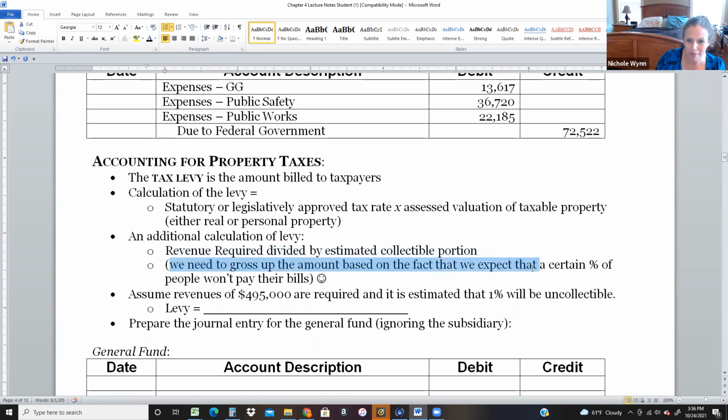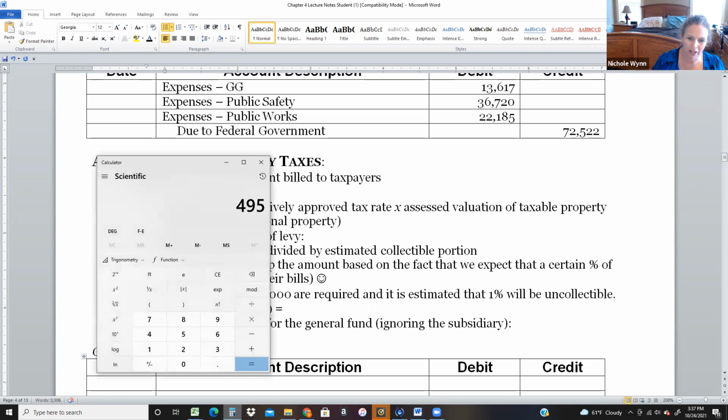So we need to gross up the amount based on the fact that we expect a certain number of people will not pay their bills. So assume revenue of $495,000 is required, but 1% of people won't pay. So what do we need to charge people so that we can have $495,000 to work with? To do the levy, you say, I want $495,000, but you divide by 1 minus the amount that you will not be able to collect. So only 99% of our money is going to be collected because 1% of people don't pay.